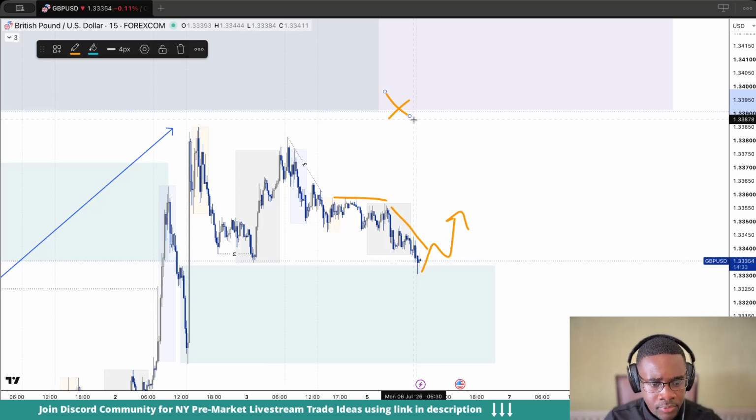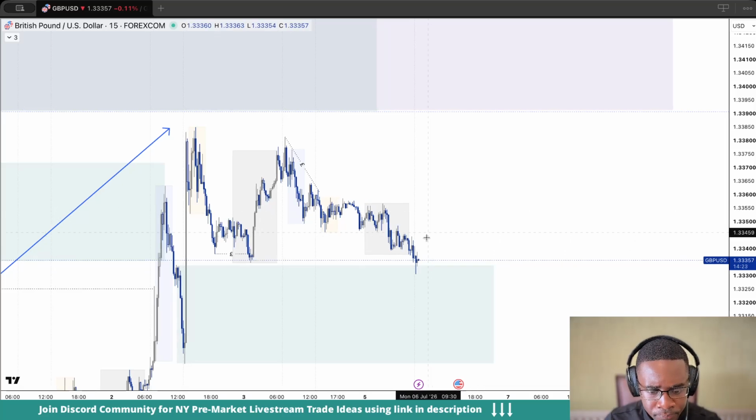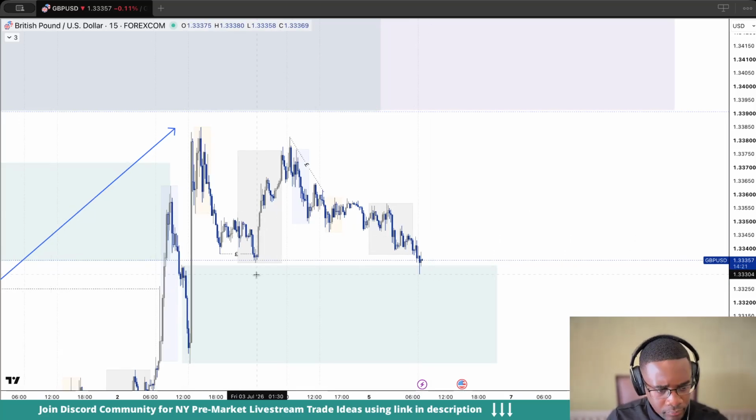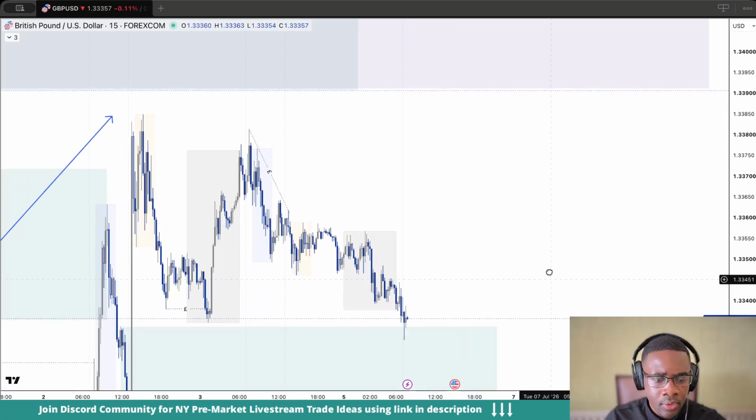So I'm still bullish, really. I'm still bullish at the moment on GU as well. So those are my trade ideas, of at least things that I'll be looking at for today.